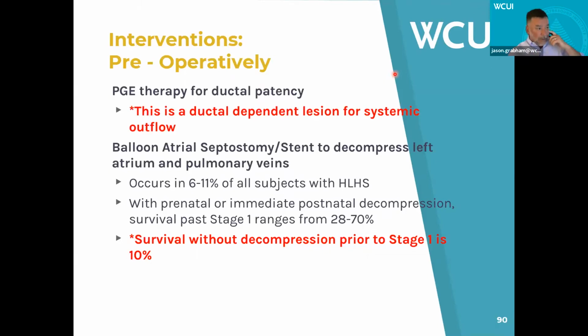And then we can do balloon atrial septostomy or stents to help decompress that left atrium in the pulmonary venous inflow. Again, 6 to 11% of patients with hypoplastic left heart syndrome have this. And the really thing you need to take home is if you don't do some type of decompression in a patient with restrictive atrial septum, then survival prior to stage 1 surgery is about 10%. Okay, with decompression, the survival rates range from about 30 to 70%. So it's a critical thing to look for and make sure you're prepared to do.